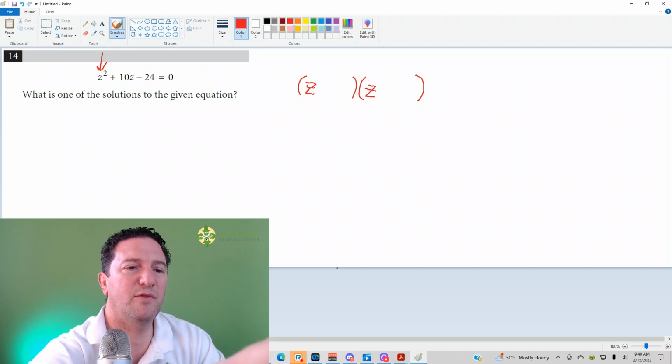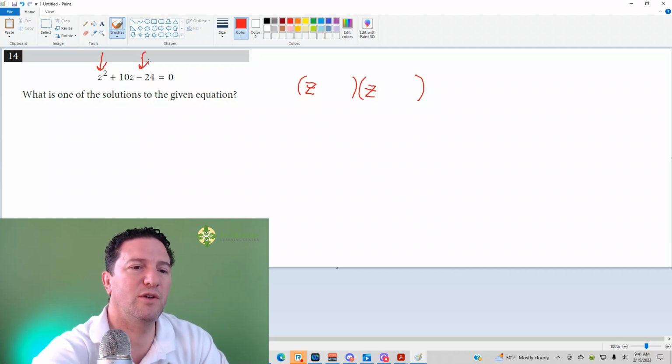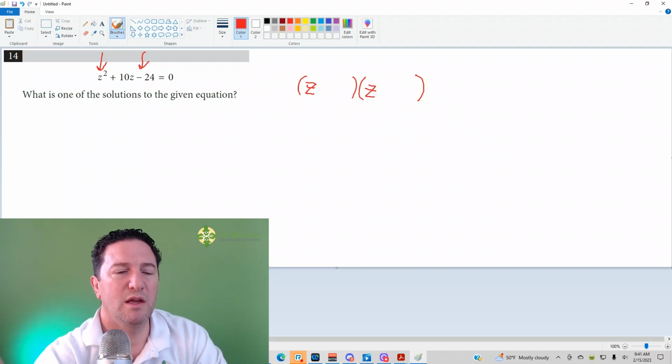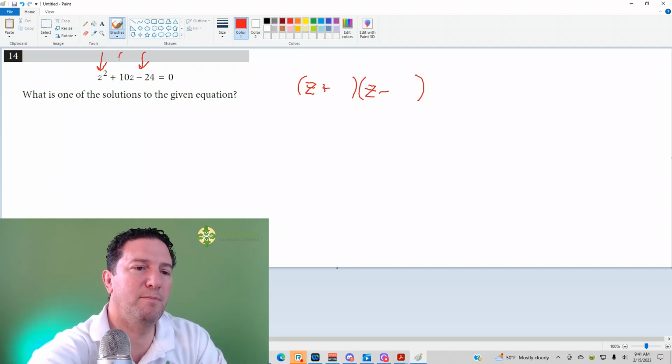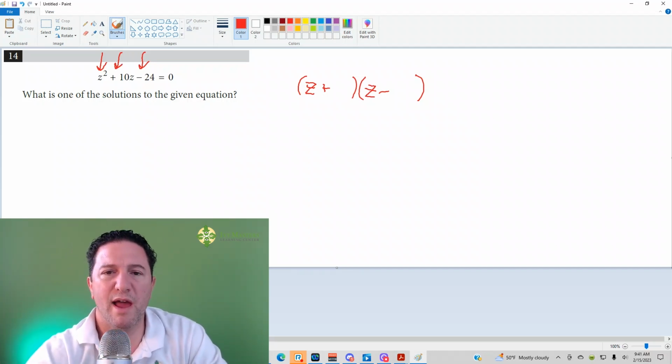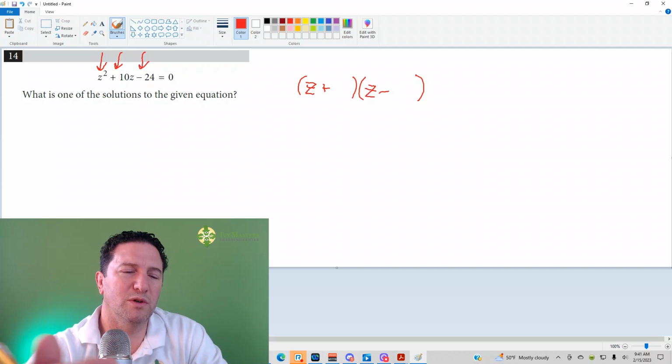What do your signs have to be? You look here. If it's positive, it's got to be plus plus or minus minus depending on the middle number. Here it's negative, so it's got to be positive and negative. And then you look to the b and you see that it's positive, so you know the bigger number has to be positive.